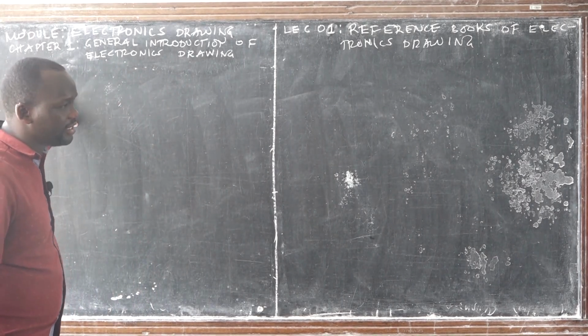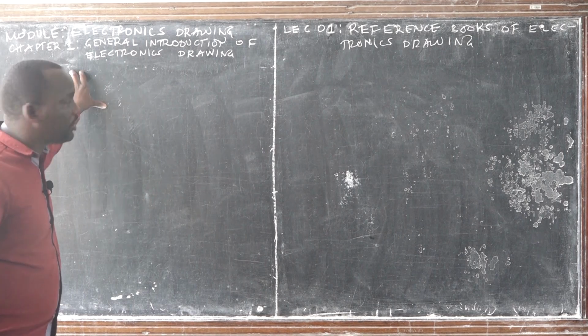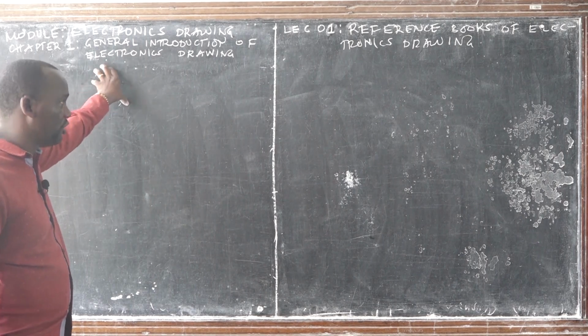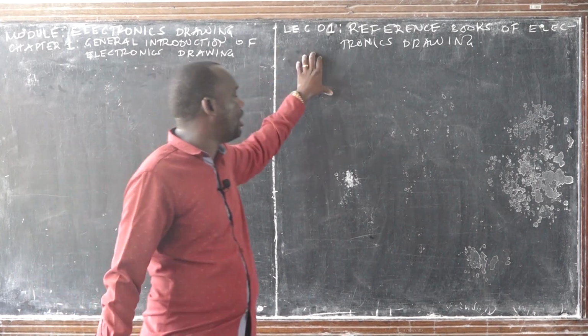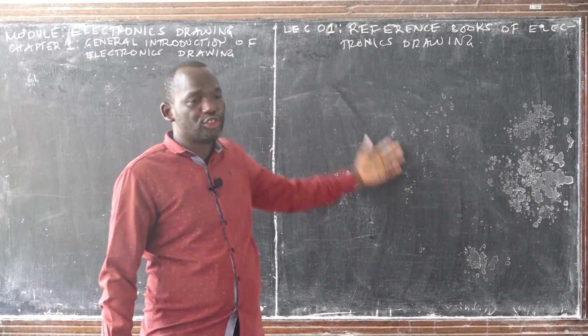We have 7 chapters in this module that we have to cover. The first one is called the general introductions of electronics drawing. We have covered lecture 0. This is lecture 1, reference books of electronics drawing.